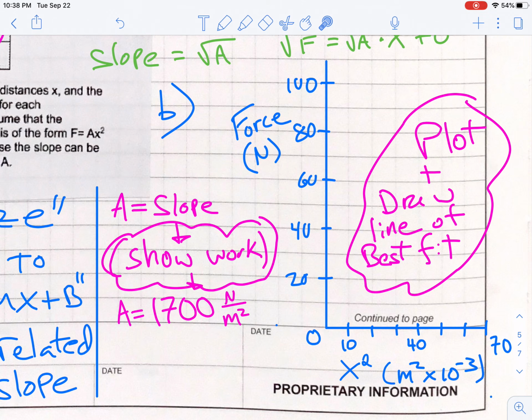So if you can use 0, 0, great. Don't force your line to go through 0, 0. But if it makes sense that your line goes through 0, 0, you can put it through 0, 0, and you can use that, and it just makes finding your slope that much easier. A is our slope. Show the work, and I got something around 1,700 newtons per meter squared. You should get something in the ballpark of that.